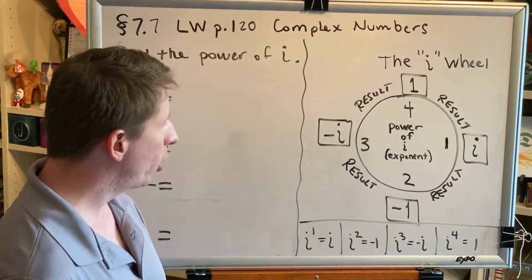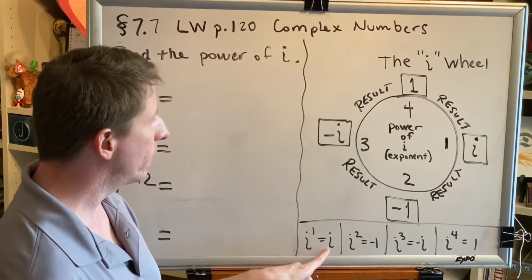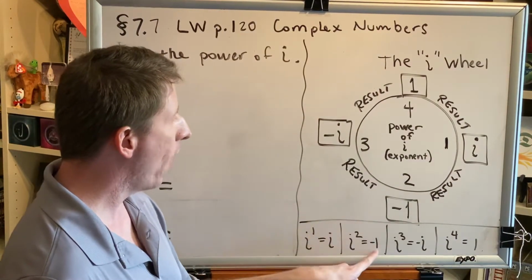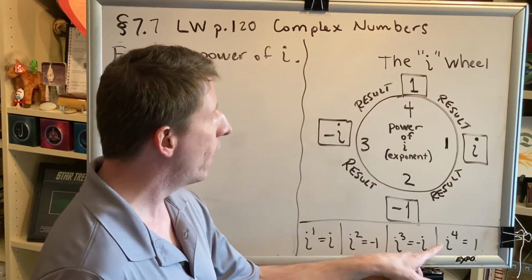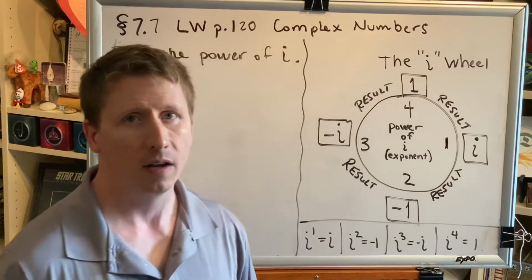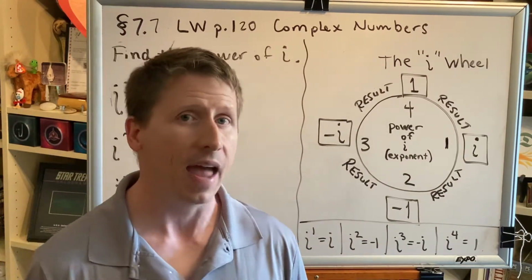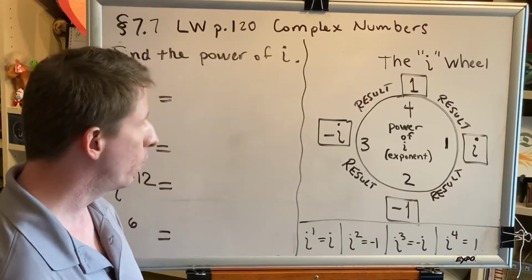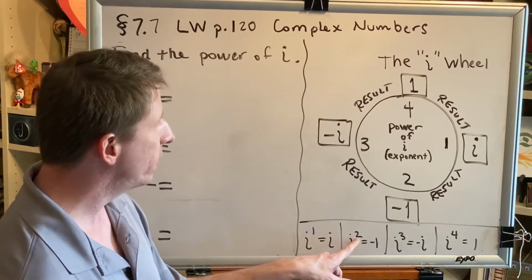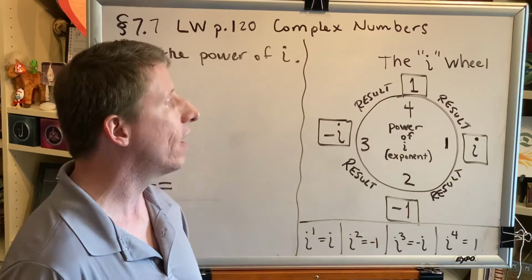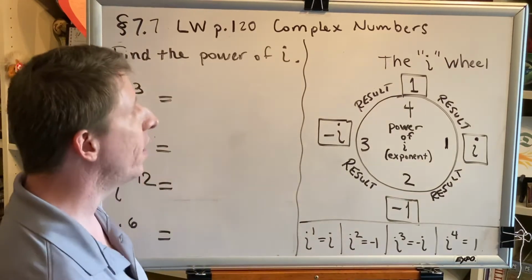We learned just a moment ago that i raised to the first power is i, i raised to the second power is negative 1, i raised to the third power is negative i, and i raised to the fourth power is positive 1. And that there is a pattern that repeats as you get higher and higher exponents. For example, i to the 5th power also will give you i, i to the 6th, i to the 7th, and i to the 8th. We can represent this with the i wheel.